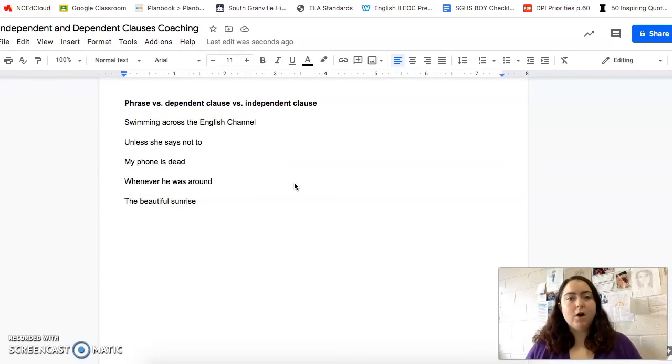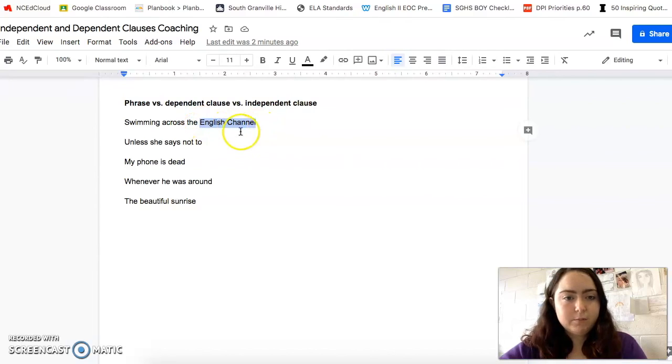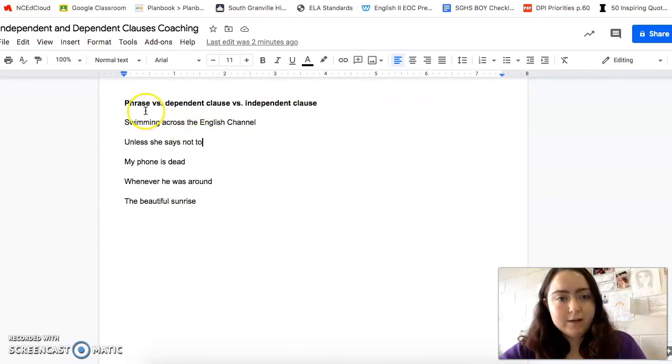All right, let's practice them all together really quick. The process is: look to see if you have a subject and a predicate first, and then look to see if there's a dependent marker word or if it sounds like an incomplete thought. All right, "swimming across the English Channel." Well, the English Channel is a place, so it could be a subject, but it's not doing anything. The English Channel can't swim. Matter of fact, we don't know who is swimming. So this has a predicate, but it doesn't have a subject, which means it is, that's right, a phrase.